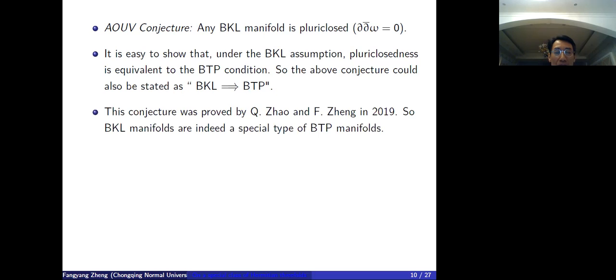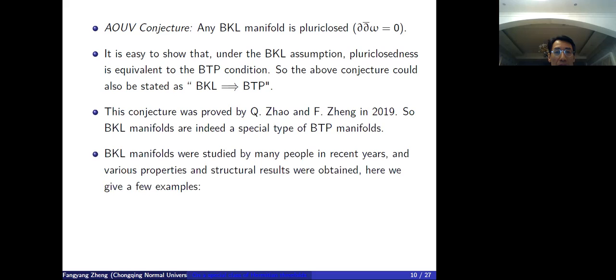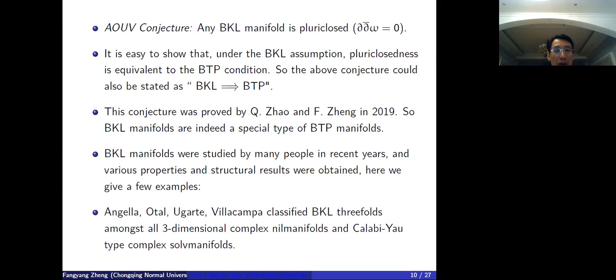So this conjecture was proved by Zhao and I a few years ago. So we confirmed this conjecture. I should mention that BKL was a topic studied by quite a few people in recent years. So here we give a few examples. So the original one was this for AOUV, right, for people.